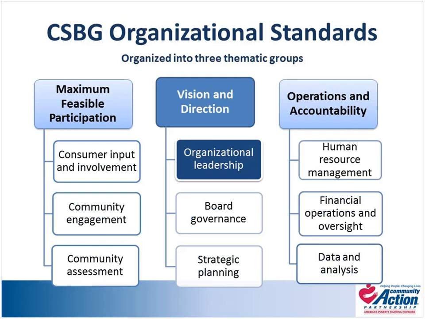All right, so today, as we look at these organizational standards, as many of you know, these are categorized into 3 thematic groups. And so the first thematic group is maximum feasible participation. The second is vision and direction, and then the third is operations and accountability. And so we're over here in this third tier today, and we're looking at human resource management, which is that 7th standard.